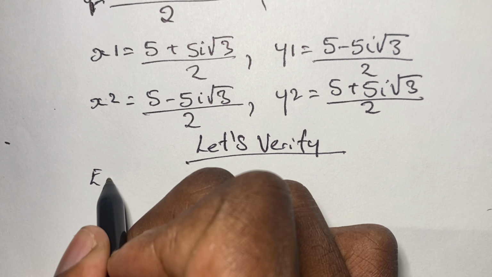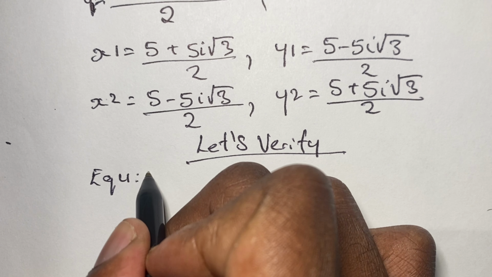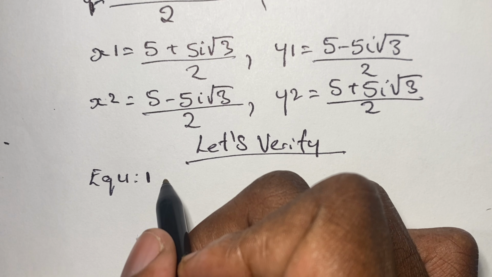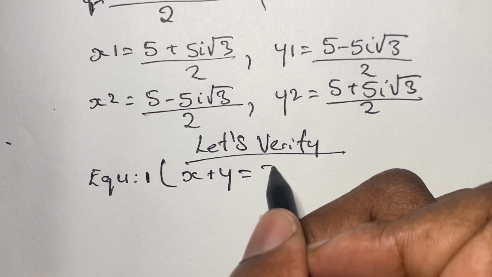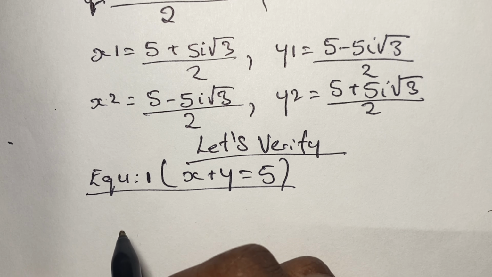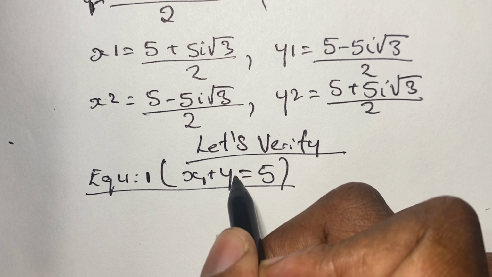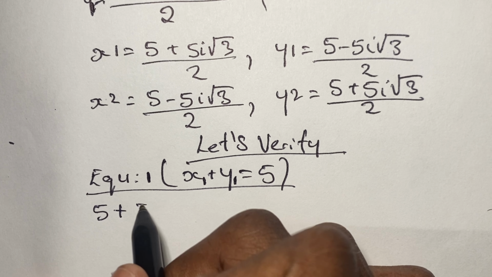We can check our solutions by plugging in the values of x and y into any of our equations. So we are going to go with equation 1 and plug in the values of x1 and y1 into that equation, where we say that x1 plus y1 is equal to 5. So we have the value of x1, which is 5 plus 5i times the square root of 3 over 2.